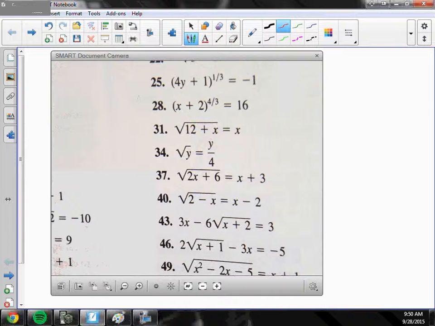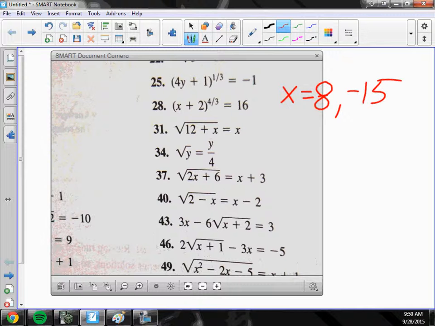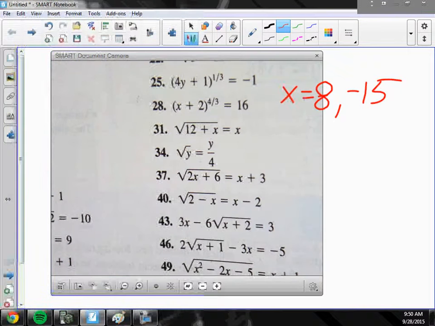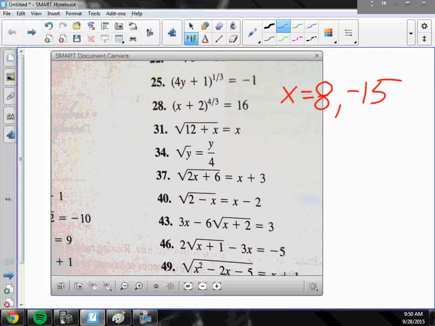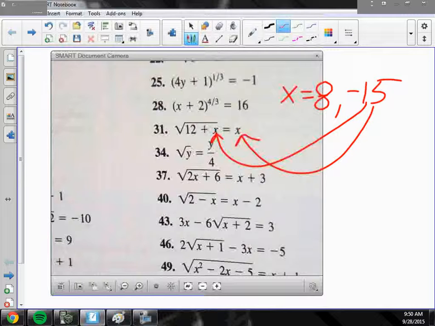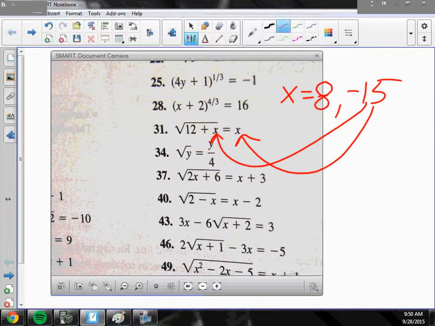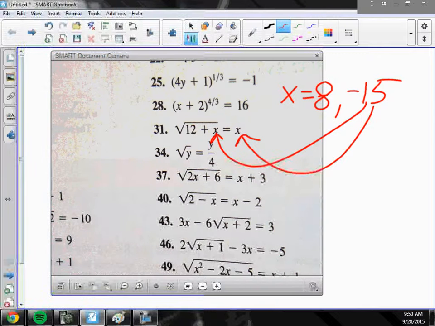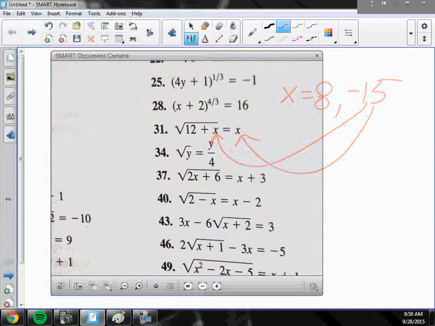If I got something like x equals 8 and -15, do those both work? Well, I can't put a negative in there, and actually, in fact, that takes care of itself. But if I put -15 in there, the square root of 12 minus 15 gives an i. So you kind of have to look on both sides and make sure that it works in both places. Okay.